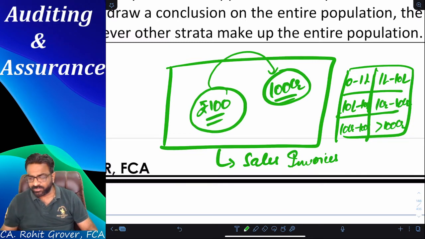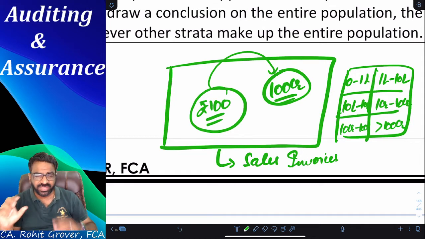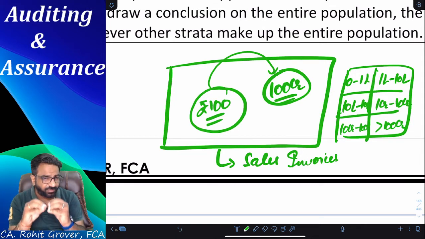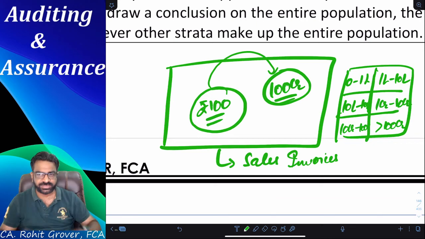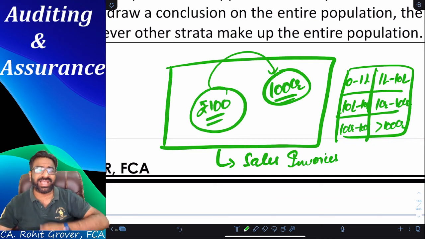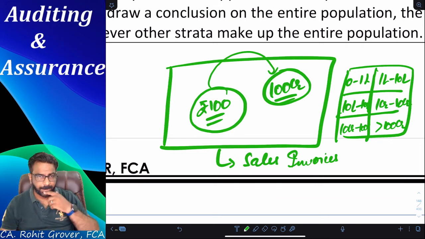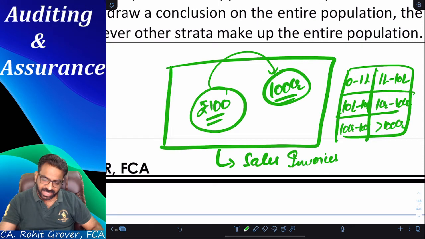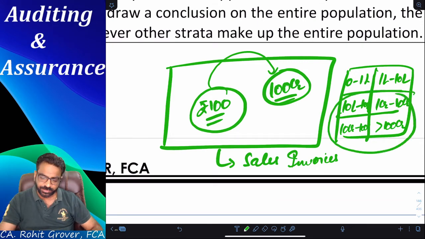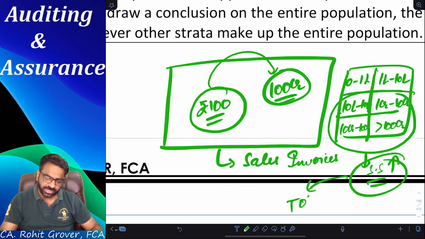Now tell me, everyone, where are the chances of high misstatement going to be? With a low amount of invoices or a high amount of invoices? Higher amount. So tell me where my sample size is going to be highest. In the last 4 ranges, my sample size is going to be very high. Because am I doing TOD here or not?